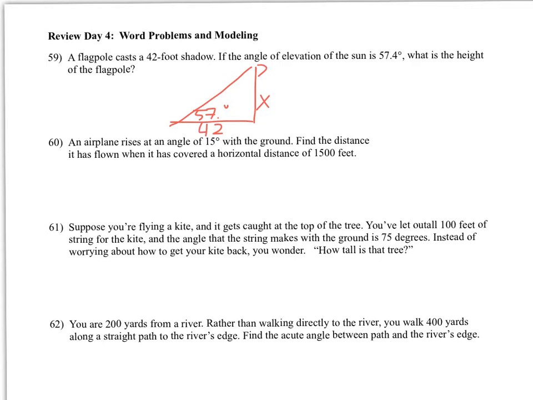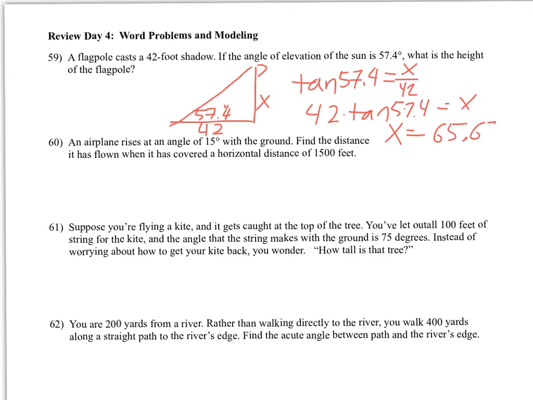So we're looking for this side. This is going to be a tangent problem. So tangent of 57.4 is equal to x over 42. 42 times tangent of 57.4 is equal to x. And when I do that out, 42 tangent 57.4, we get x equals 65.67 feet.